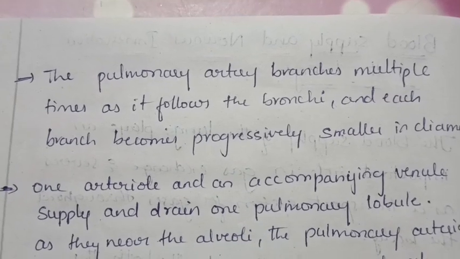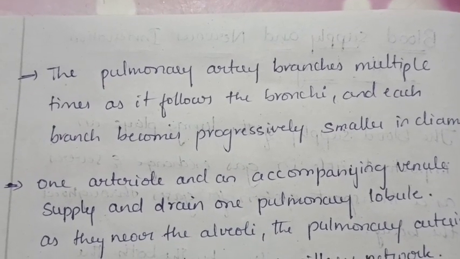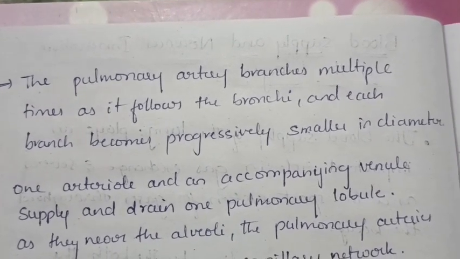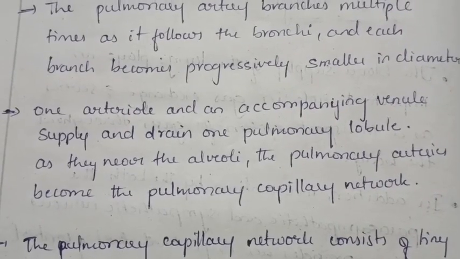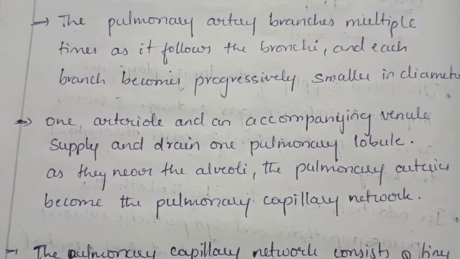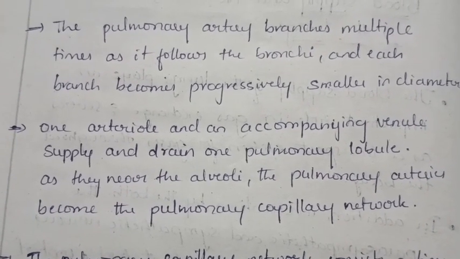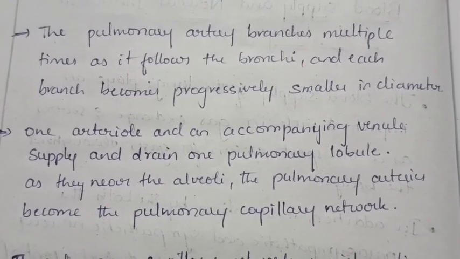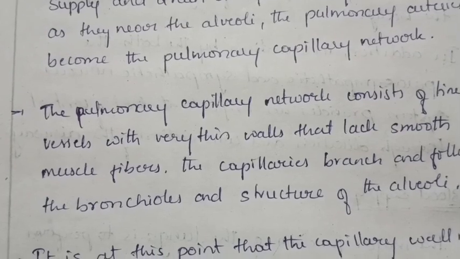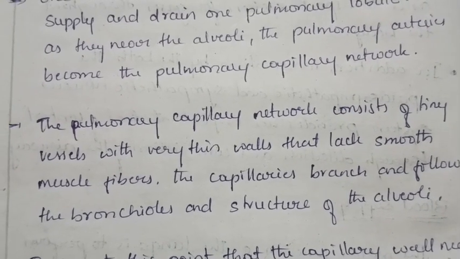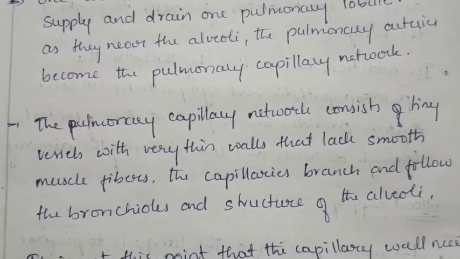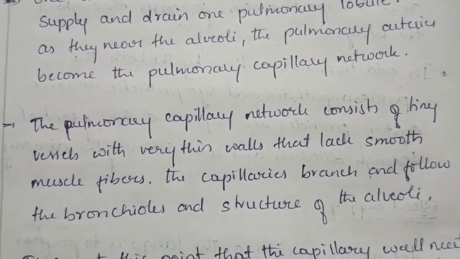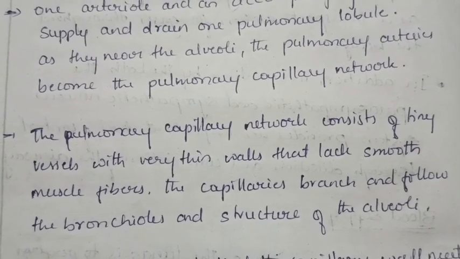The pulmonary artery branches multiple times as it follows the bronchi, and each branch becomes progressively smaller in diameter. An arteriole and a venule supply and drain one pulmonary lobule as they near the alveoli. The pulmonary arteries become the pulmonary capillary networks. The pulmonary capillary network consists of tiny vessels with very thin walls that lack smooth muscle fibers. The capillaries branch and follow the bronchioles and the structure of the alveoli.